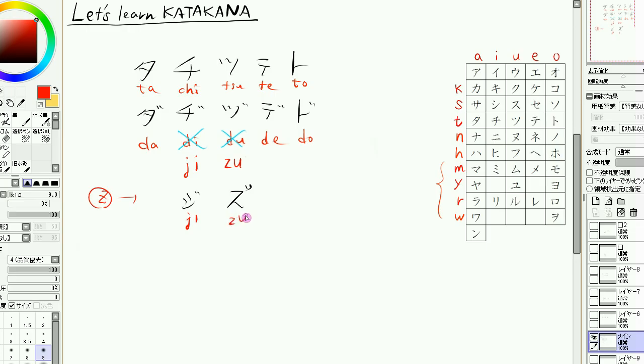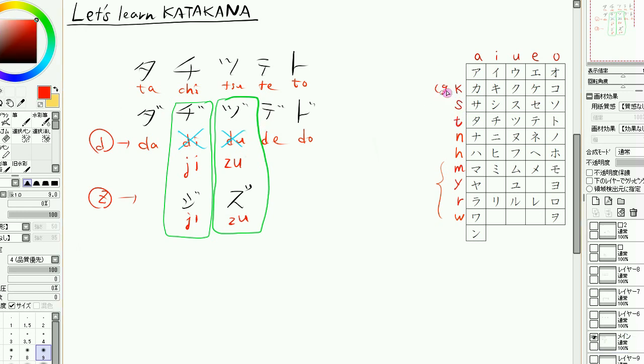That was zu, right? And so in the D sound and the Z sound, these two characters can mean almost the same sound. Well, maybe theoretically they are different. Maybe, but I don't know. We just pronounce them exactly the same, okay? All right, now we've seen G, Z, and D, right?